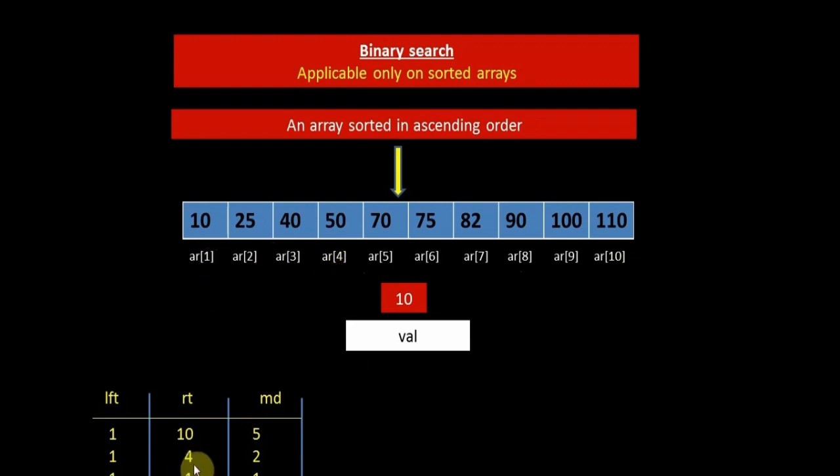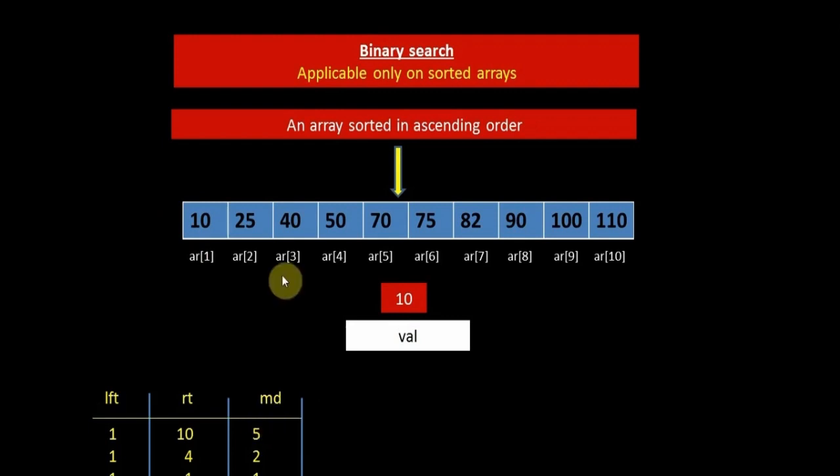So 1 plus 4 divided by 2 will give you the new value of MD. So 1 plus 4, 5, divided by 2. Of course, in integer it will be 2. Again, I will compare val with R2, because R2 is now the middle element of this subarray. Again, the value of val, that is 10, happens to be smaller than the middle element, R2. So again, the chance of finding it lies only in the left subarray, right?